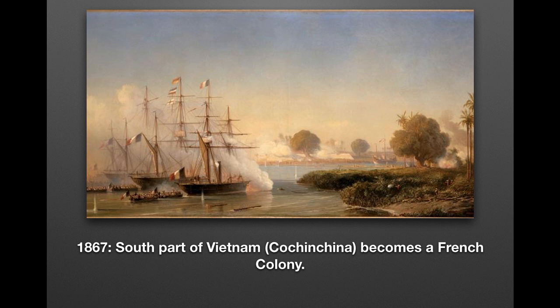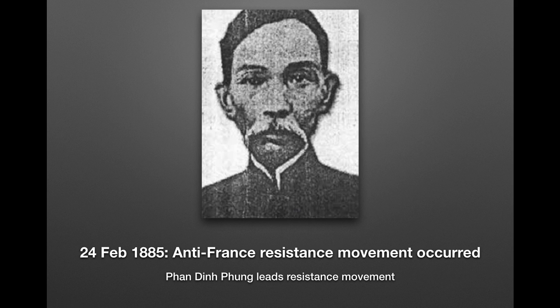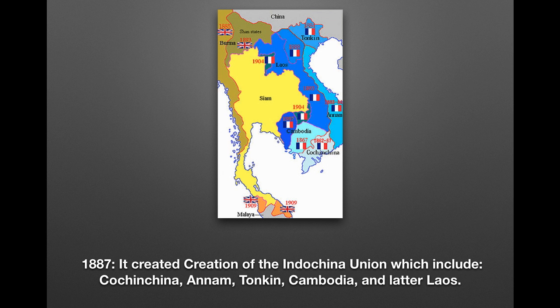In 1867, Cochinchina became French territory, and in 1883, the central and north parts of Vietnam, which are Annam and Tonkin, became protectorates of France. In 1885, February 24th, anti-French resistance movements occurred, led by a man named Phan Dinh Phung. Next, in 1887, the Indochina Union was created, which included Cochinchina, Annam, Tonkin, Cambodia, and later Laos.